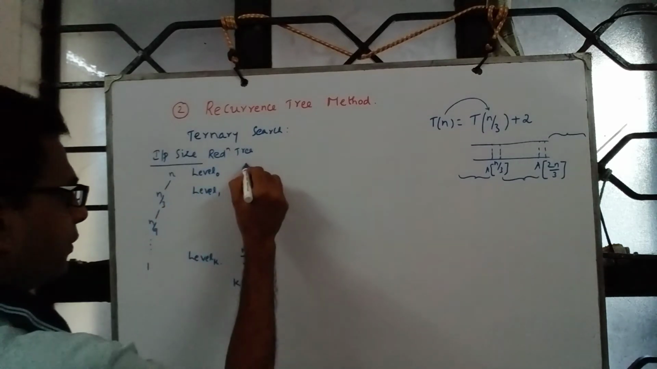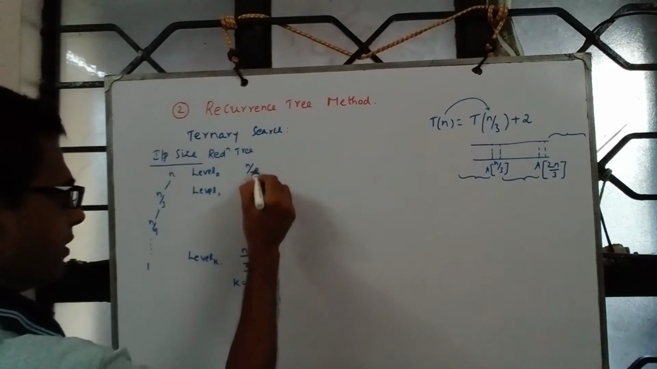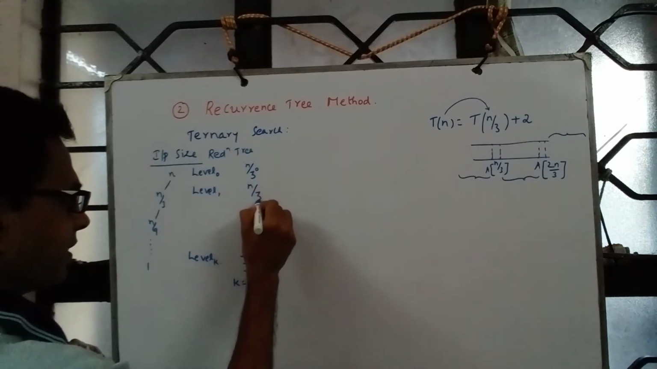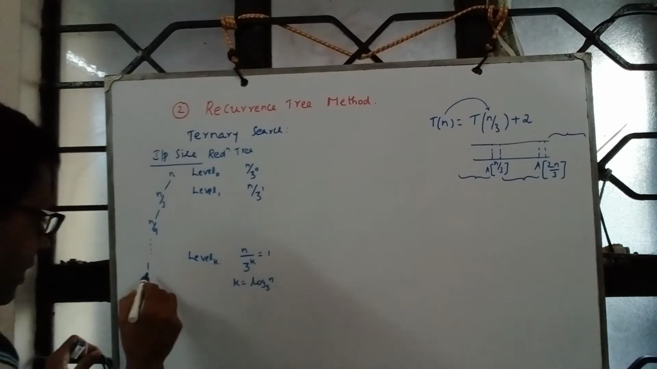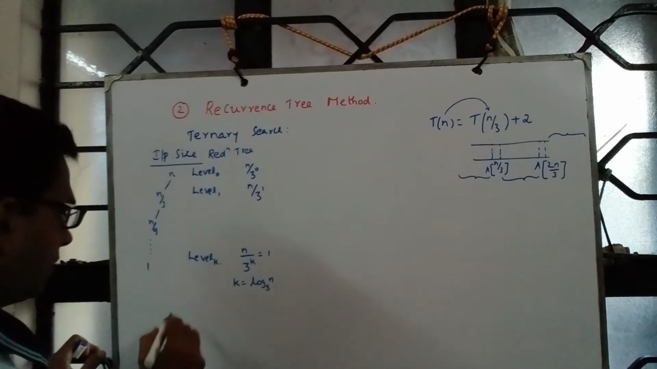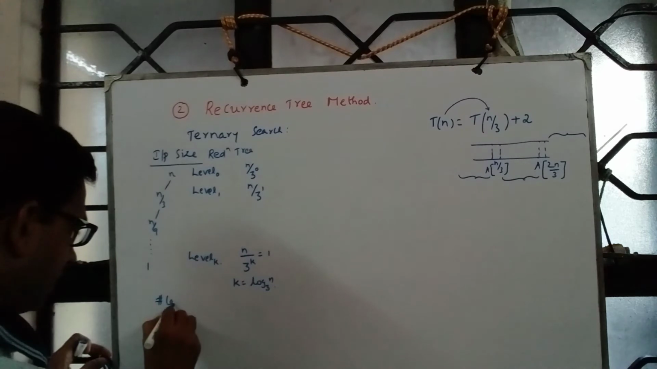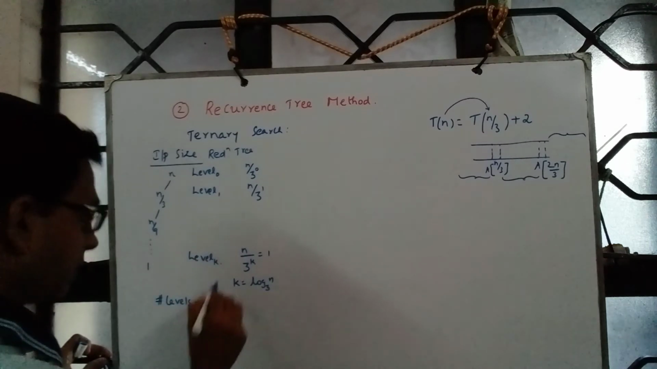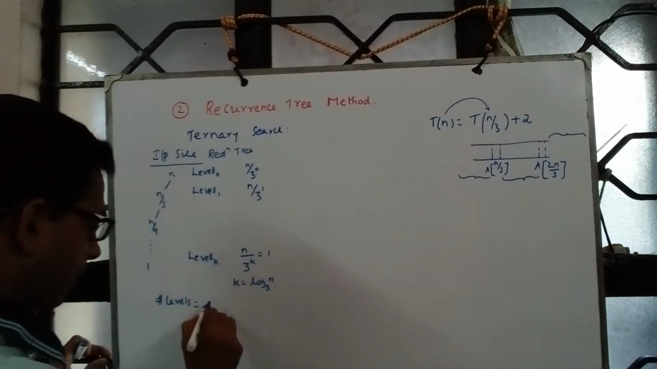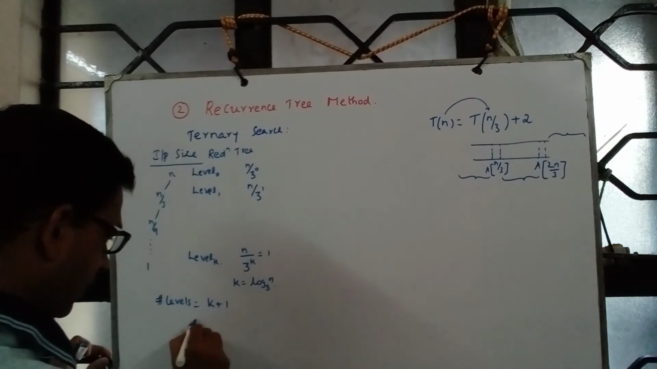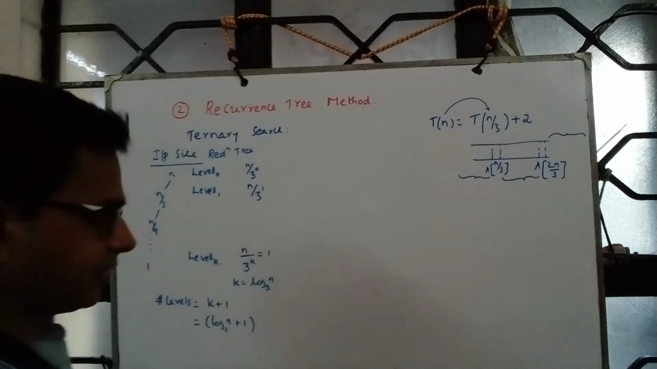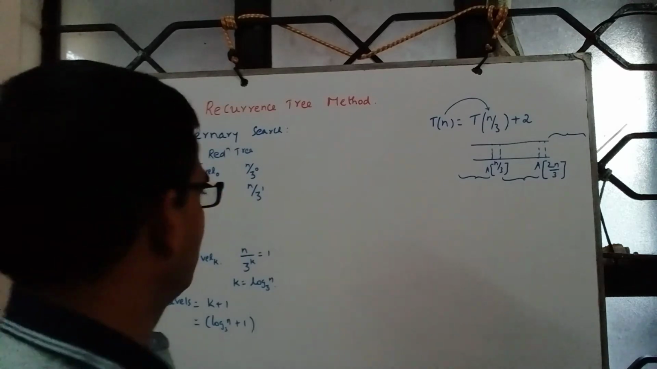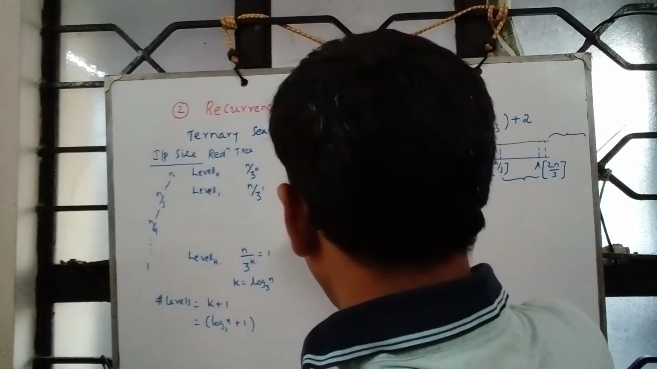At level 0 you have n. At level 1 it is n by 3 power 1, which means at level k it is n by 3 power k, but n by 3 power k is 1. So the number of levels, starting from 0 to k, is k plus 1, or log n base 3 plus 1. So this many levels are there. Fine. So this is on one side.